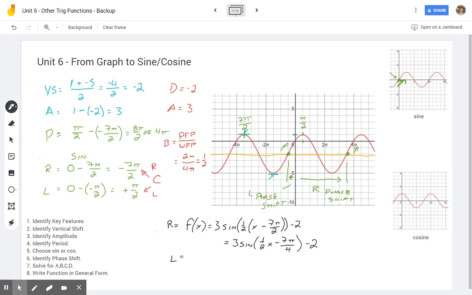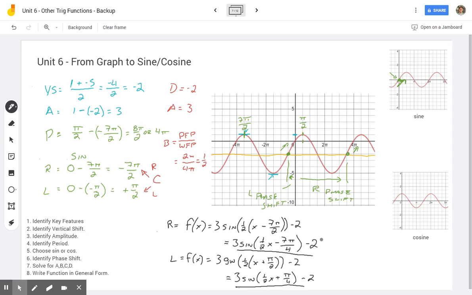If we choose to go to the left, because we have that option, we found that. We don't need to. We only need to do one of these. But if we went to the left, it would look like this. All of our values would stay the same except for our c values. So it would be 3 sine 1/2 x plus pi over 2, -2. The final form then for this would end up being 3 sine 1/2 x plus pi over 4, -2. And so this would become one option here.